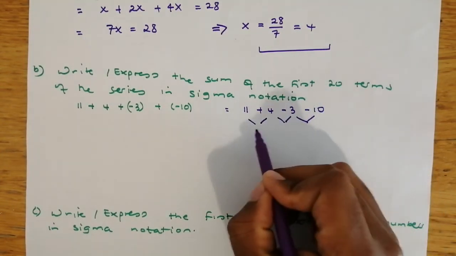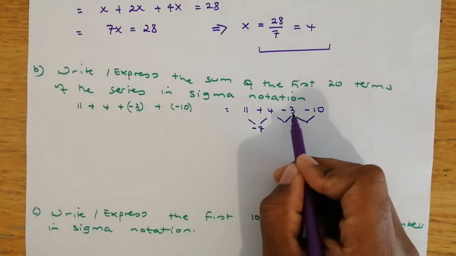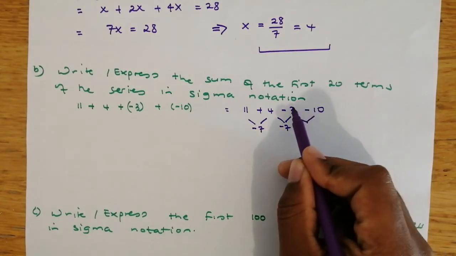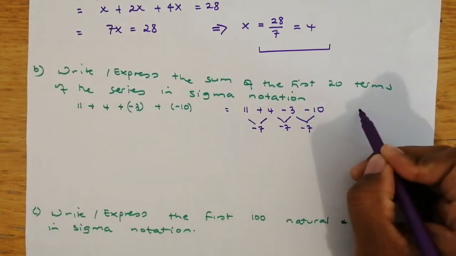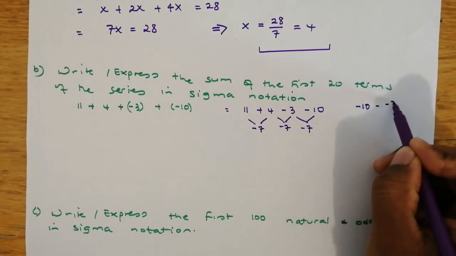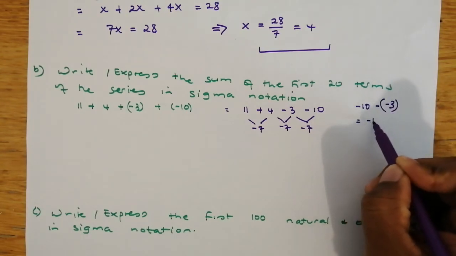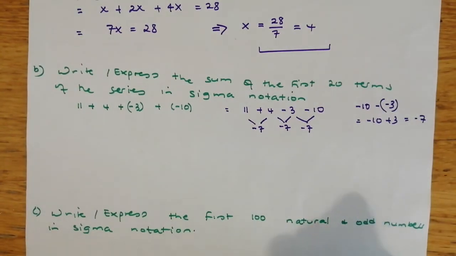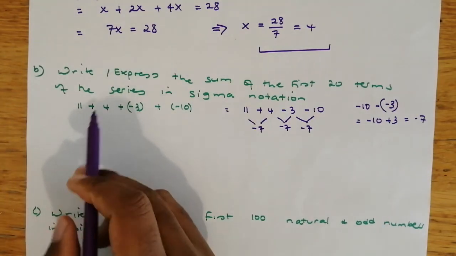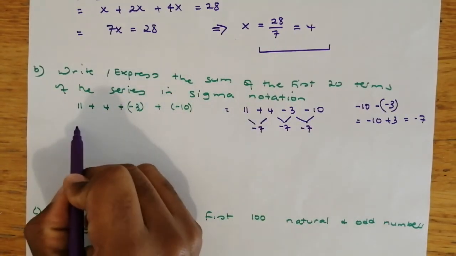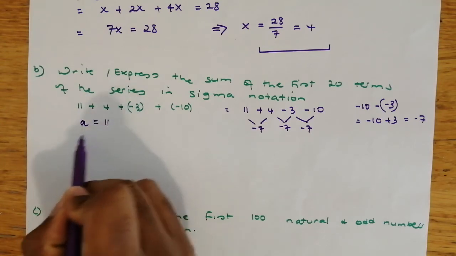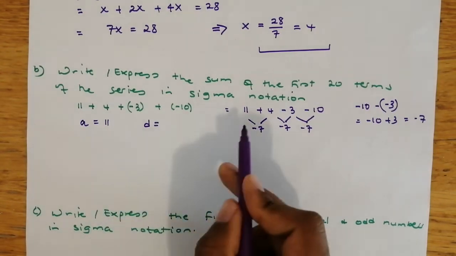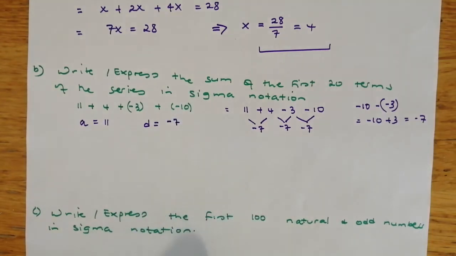So 4 minus 11 is negative 7. Negative 3 minus 4 is negative 7. Negative 10 minus negative 3 is negative 10 plus 3, which is negative 7. I trust you can see that. So for the first 20 terms, a is 11 and d, the common difference between consecutive terms, is negative 7.